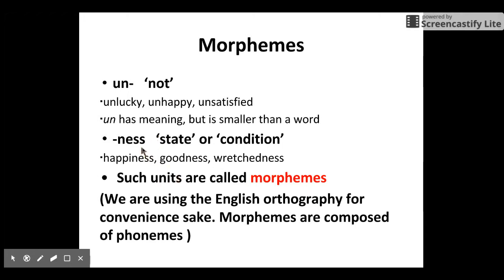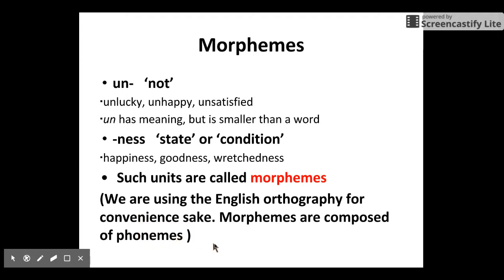And ness means state or condition. Happiness, goodness, wretchedness, right? We have happy and ness, two morphemes. Okay, so such smaller units are called morphemes.